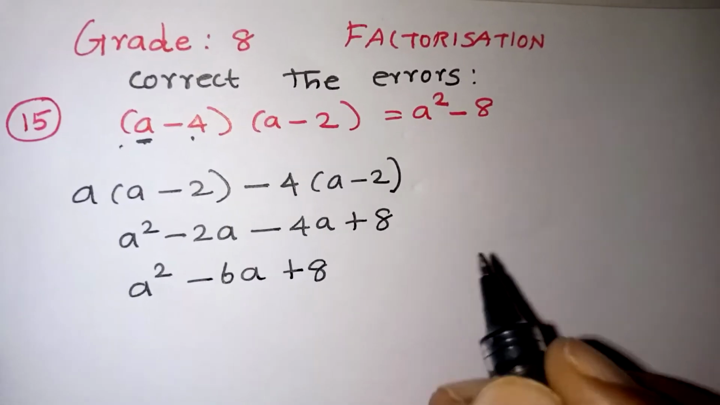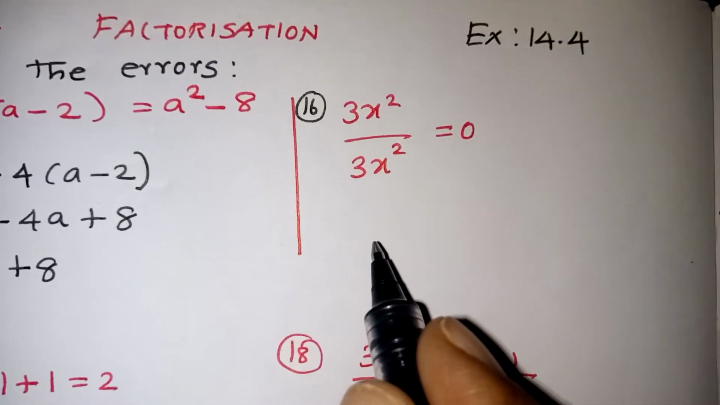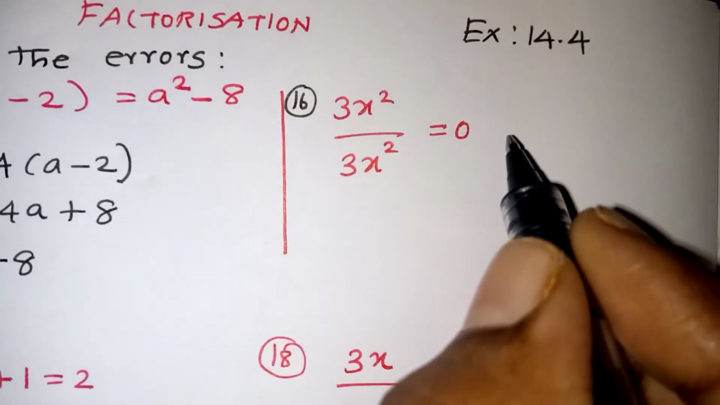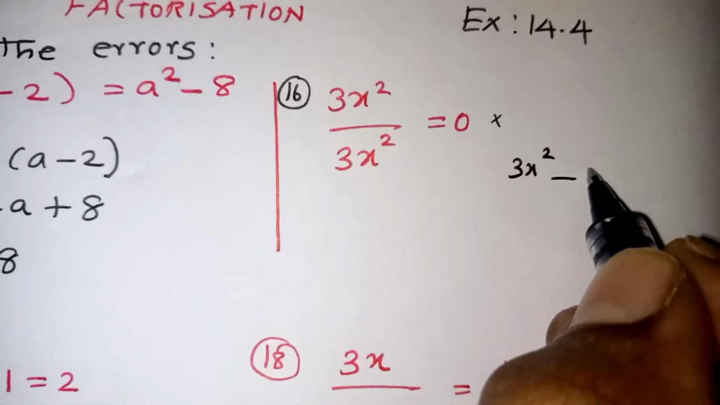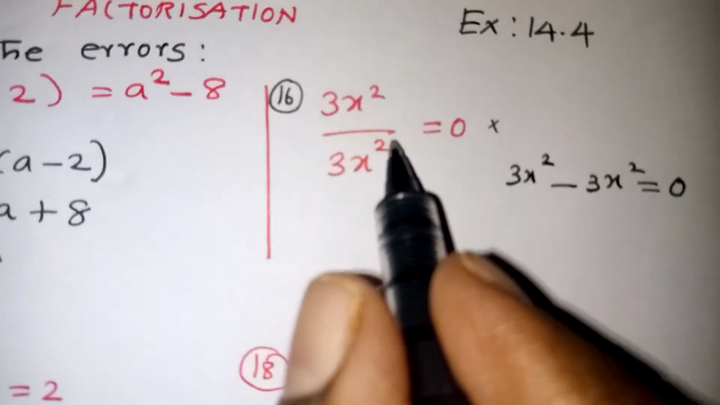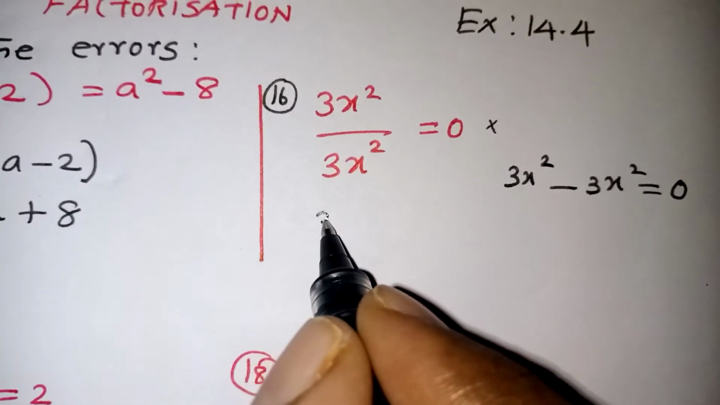Now let's move on to the next question. Look at the 16th question now. 3x squared by 3x squared is equal to 0 is given. Definitely this is wrong. Because when we are doing 3x squared minus 3x squared, definitely it will come to 0. When we are dividing, it will get cancelled. This is one time. The answer should be 1.